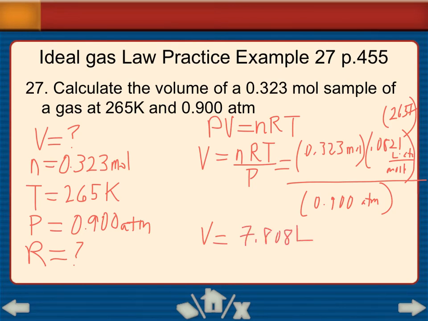Doing the math, we end up with a value of 7.808 liters. Looking at the number of significant digits, it would seem like 3 is a reasonable number, so we will round this to 7.81 liters. And again, this is just using the ideal gas law. The main thing is converting volume to liters, temperature to Kelvin, and finding the correct value for R, the universal gas constant.